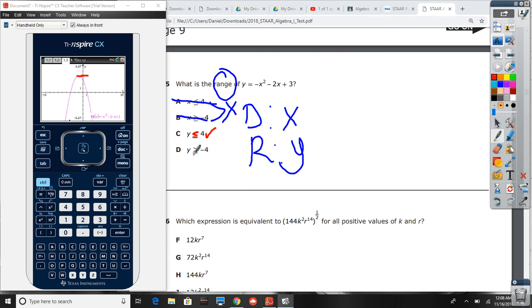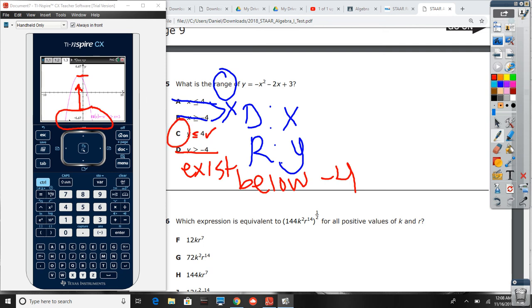And then this one says that it is greater than or equal to negative 4. Negative 4 is right here. It's like right in the middle of the graph. How could you say that the graph only exists over here, right, when there's still some graph down there? So this one makes no sense because the graph still exists below the negative 4, right? It exists on this area right here, okay? So that one doesn't work, so my only possible answer is C.